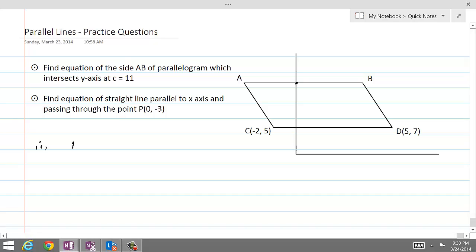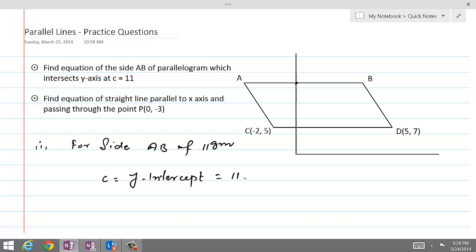For side AB of the parallelogram, the y-intercept is given. C is equal to the y-intercept, and this is given to be equal to 11. The least we need to know is the slope of AB. How will we find the slope of AB?